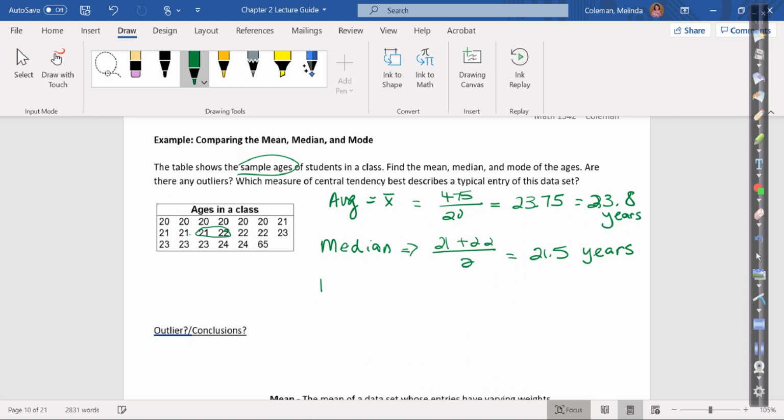And then last would be the mode. What number occurs most often? Well, we have the number 20 that occurred 6 times, and everything else occurred less than 6 times. So the mode is 20 years.